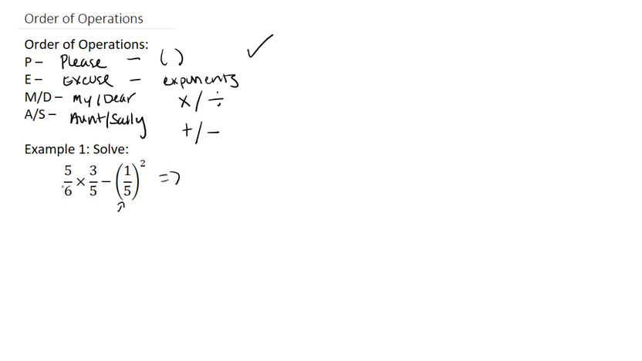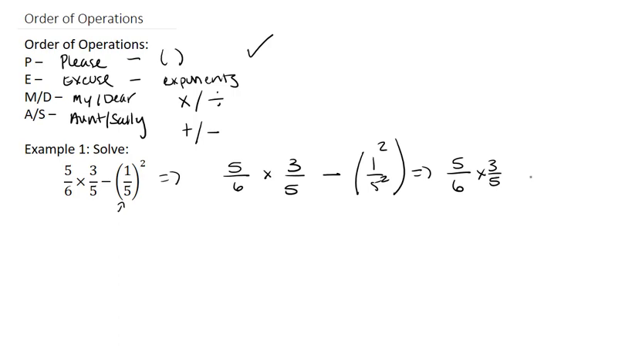So when we go ahead and do that, we go 5/6 times 3/5 minus, we have 1 over 5. And then we're going to square both. So it's 5/6 times 3/5 minus 1 squared is just 1. And then 5 squared is 5 times 5, so that's just 25. So now we've dealt with our exponents. Our next thing we need to deal with is to multiply and divide. So we can see that we need to do this.